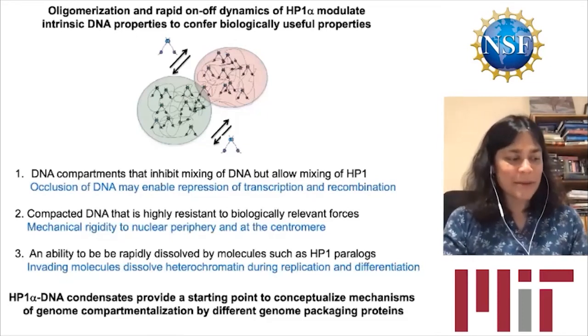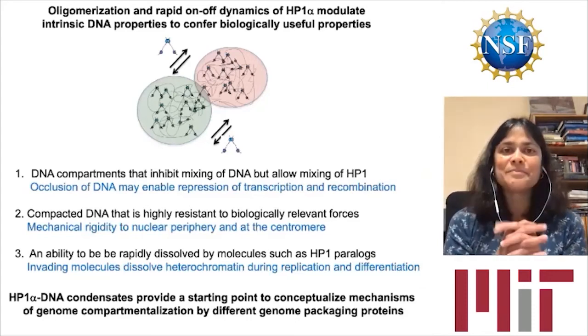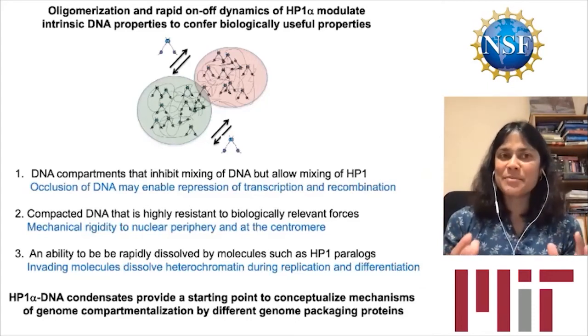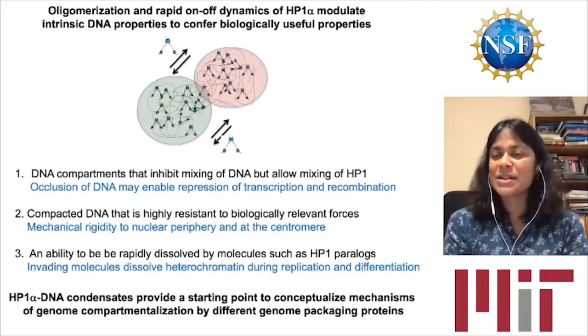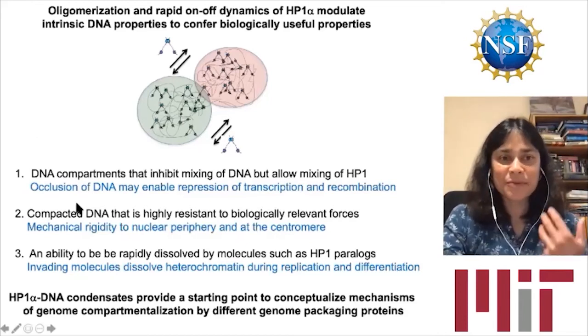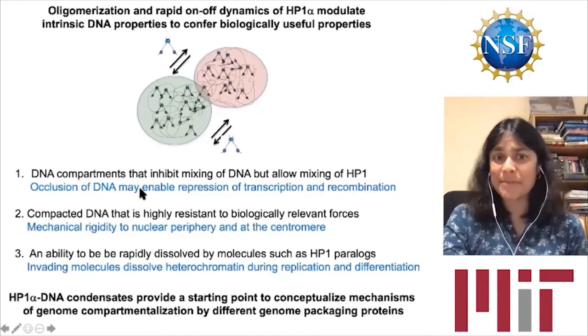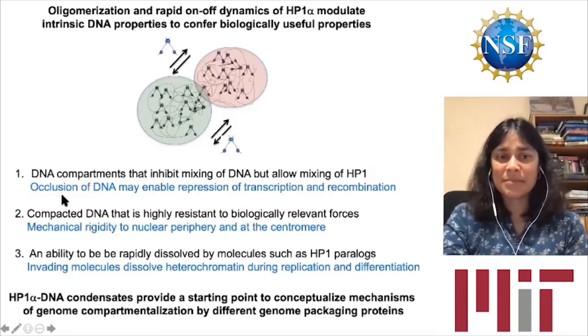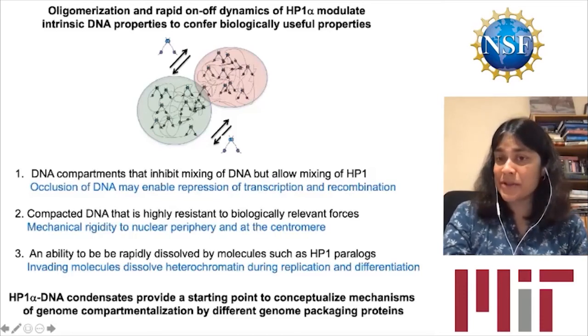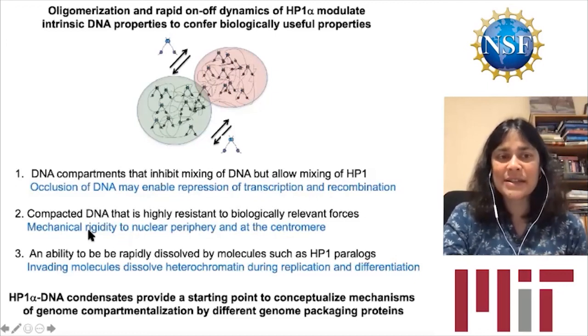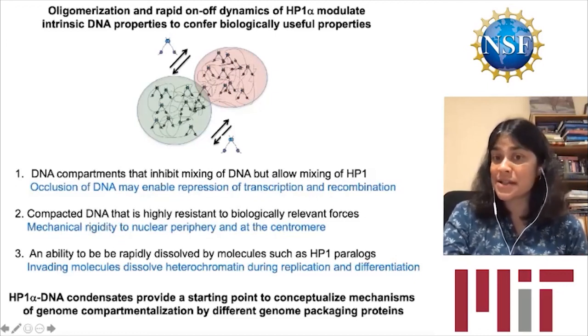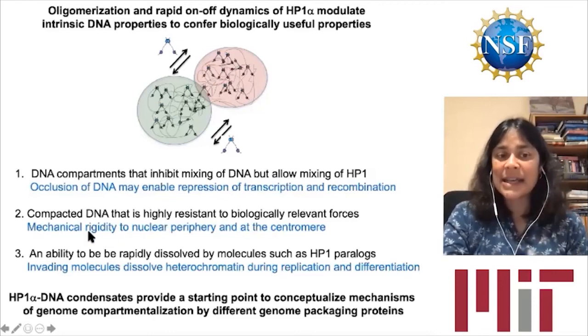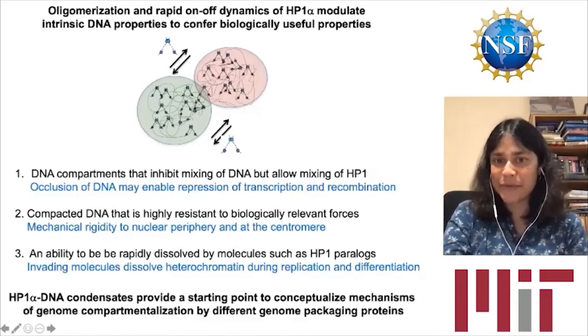Okay, so to summarize what I've shown you so far, we think all of these biophysical properties of HP1 alpha DNA condensates that we're discovering can confer biologically useful behaviors. And what are these behaviors? They can give you DNA compartments that inhibit mixing of DNA, but allow mixing of HP1. This occlusion of DNA may enable repression of transcription and recombination. These kinds of phases can give you compacted DNA that is highly resistant to biologically relevant forces, and can begin to explain how mechanical rigidity is conferred at the nuclear periphery and at the centromere.